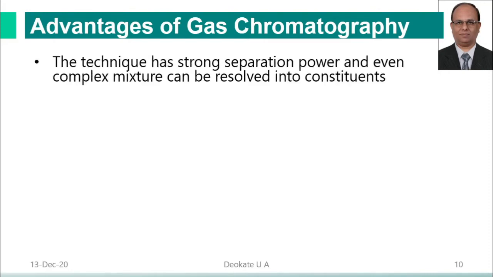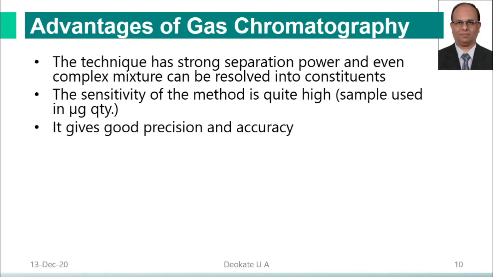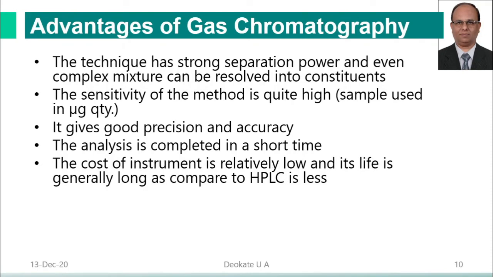The advantages of gas chromatography over the other techniques: the technique has a stronger separation power, and even a complex mixture can be resolved into its constituents. The sensitivity of the method is quite high; even a sample in nanogram or microgram quantity can be separated by gas chromatography. It gives good precision and accuracy. The analysis is completed in a short time, as we know that column chromatography, which runs by gravitational force, requires more time to separate out every constituent.